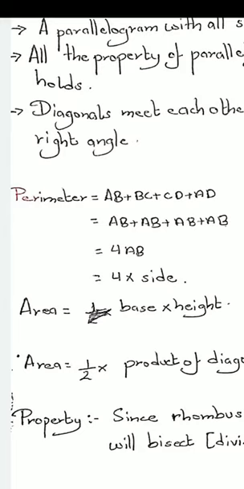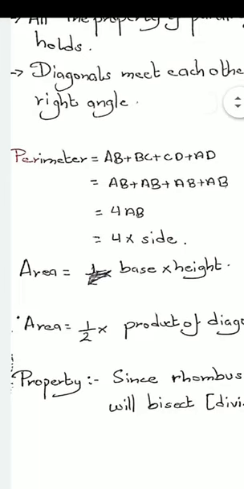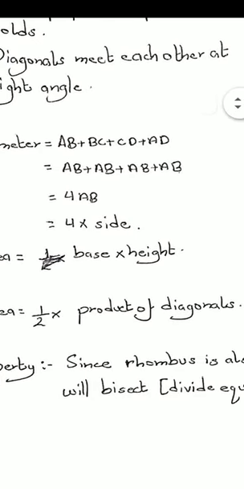So let us look at its area. Since I have told you a rhombus is nothing but a parallelogram, I can say that area will be equal to base into height, as in case of a parallelogram as well. But area can also be found out as half into the product of diagonals.